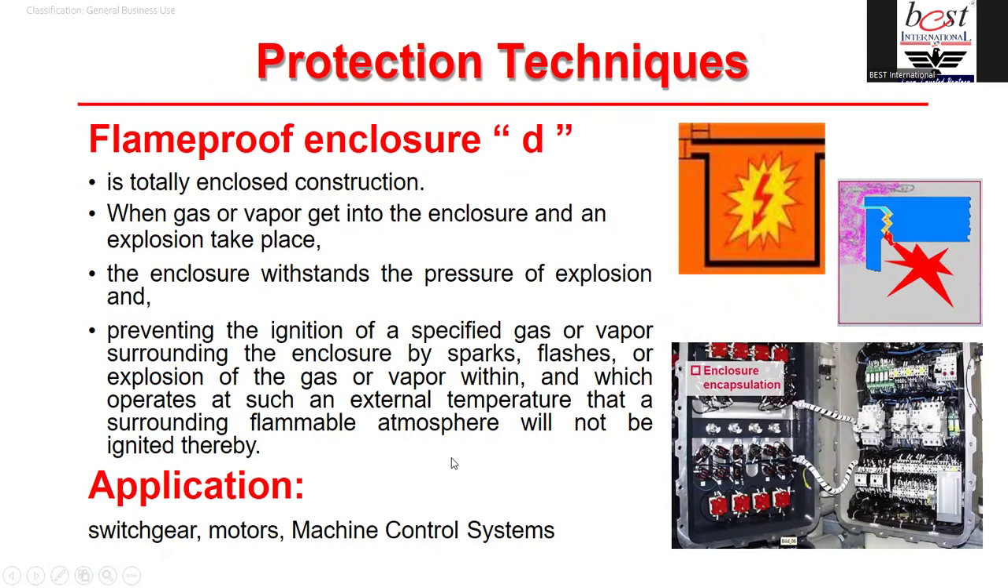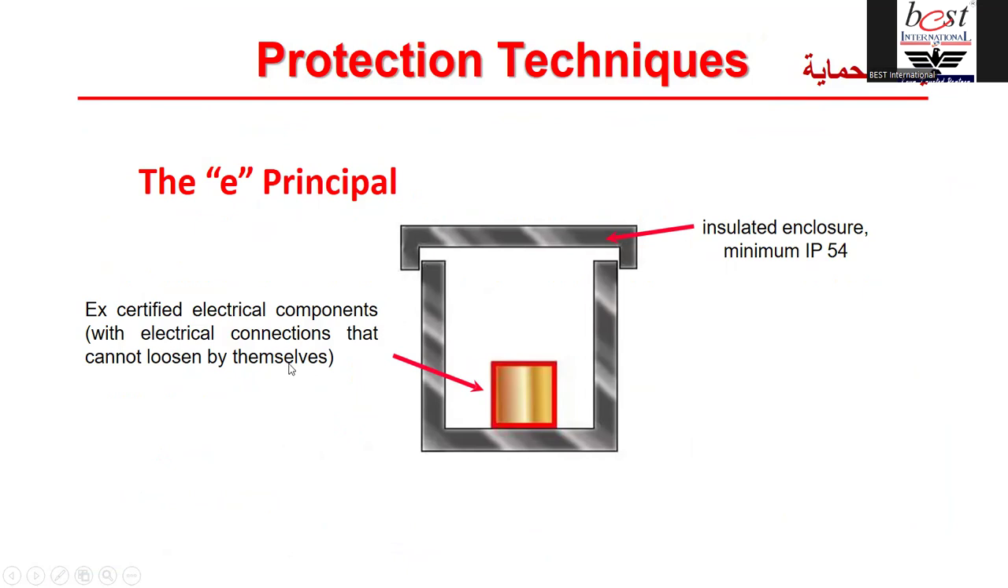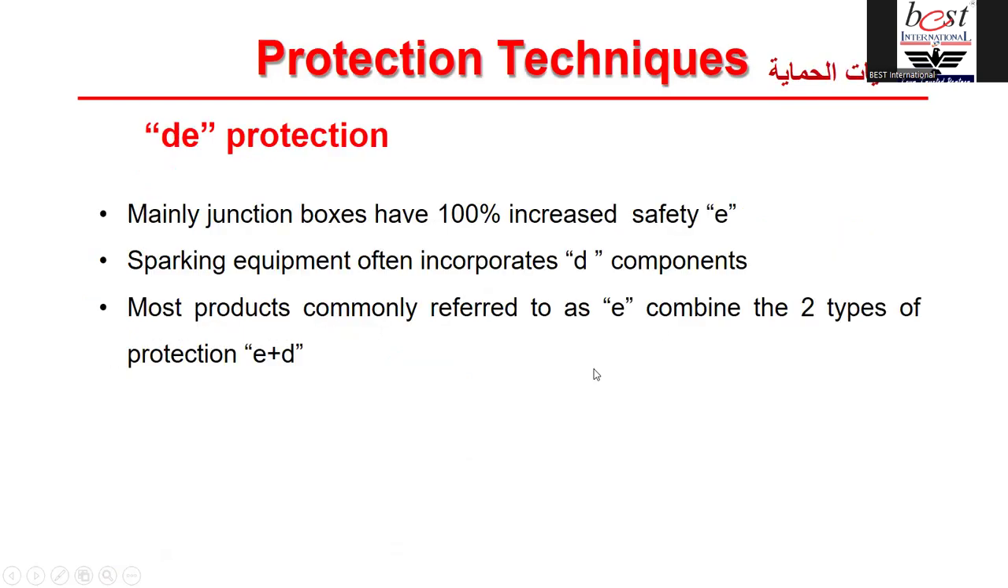Flame proof, d, applications would happen in switchgears, motors, machine control systems. So you decide the protection technique and accordingly you see where it is going to apply. In the same way, e, the increased safety concept, can be applied in junction boxes, terminal boxes, lighting, measuring instruments, transformers, squirrel cage motors. E can be implemented for insulated enclosures, meaning Ex certified electrical equipment. So Ex is explosion proof as well, with electrical connections that can't be loosened by themselves.